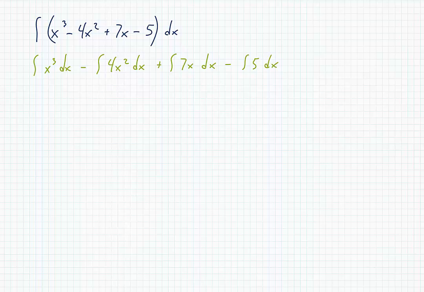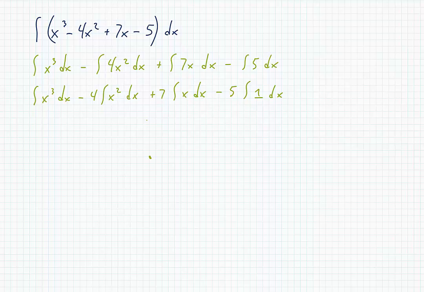Then we can deal with any constant multiples and pull them outside of that antiderivative symbol. So we'll have the antiderivative of x to the third dx minus 4 times the antiderivative of x squared dx plus 7 times the antiderivative of x dx minus 5 times the antiderivative of just dx, or if you prefer, sometimes it's easier to write this as 1 dx. So now we can go through and apply power rules essentially to all of these different pieces here.